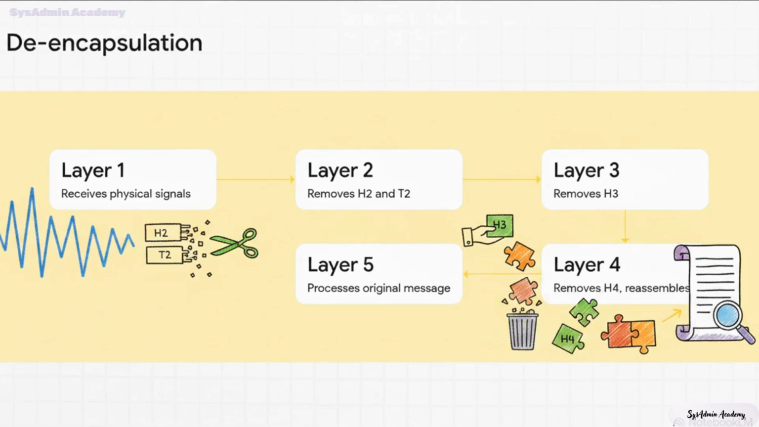And then, when those signals finally reach the destination machine, the exact reverse process kicks in. We call this de-encapsulation. Layer 1 receives the physical signals and hands them up to layer 2. Layer 2 reads and strips away that H2 header and T2 trailer, then passes the clean packet up to layer 3. Layer 3 reads its routing data, rips off the H3 header, and passes the pieces up to layer 4. Layer 4 reads the sequencing info, carefully reassembles the original message, drops the H4 header, and at last hands the pure original message right up to layer 5 for processing.